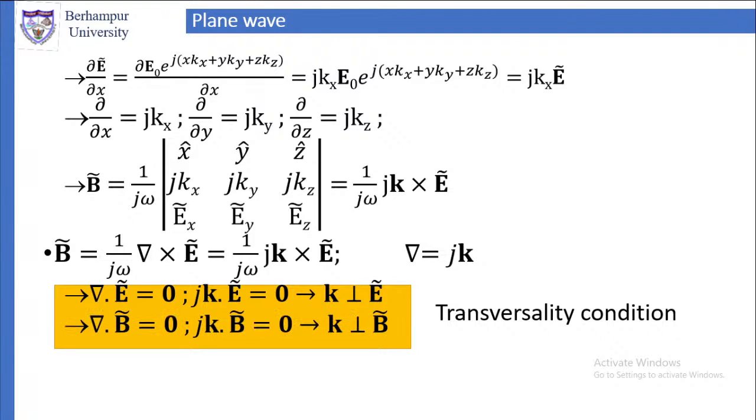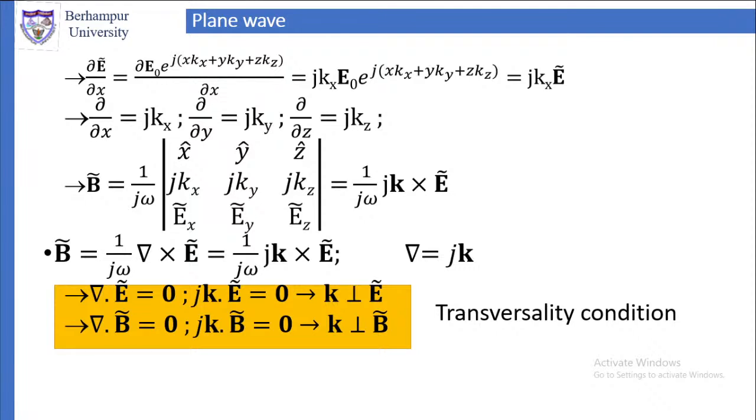Similarly, we know divergence of B tilde is equal to 0. So since divergence of B tilde is equal to 0, we can say jk dot B tilde is equal to 0. j is not 0. So k dot B tilde is equal to 0. That implies that k is perpendicular to B tilde. So k is perpendicular to E tilde and k is perpendicular to B tilde. But what is k? k is the wave vector, or k gives the direction of propagation of the wave.